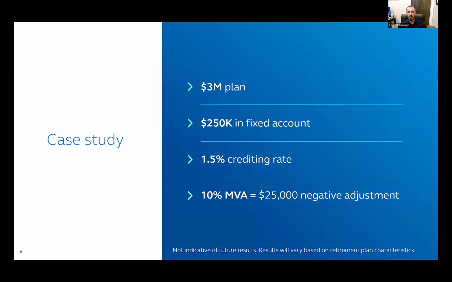So to help make this make sense, we put together a little case study here that we'll run through. We'll assume that you have a client with a $3 million 401k plan.